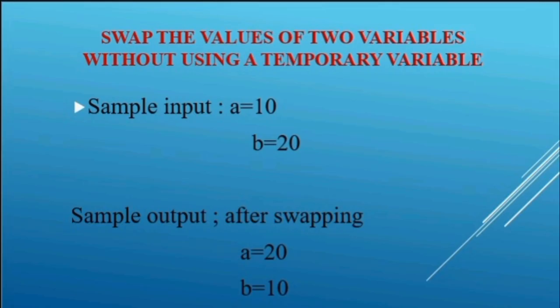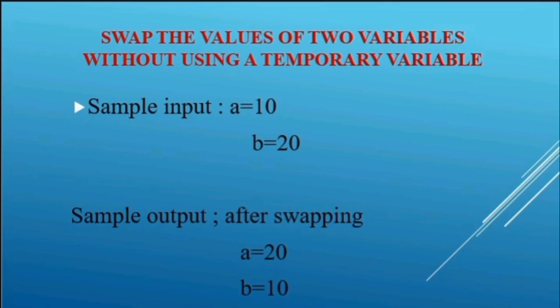We need to swap the variables, so the output should be a equals 20 and b equals 10. What is the condition over there? Without using a temporary variable. First we need to know what a temporary variable is. In this case we use a temporary variable to store the a value, then we assign the b value to a, then the temporary variable to b.